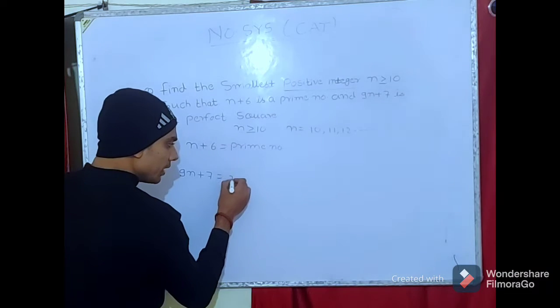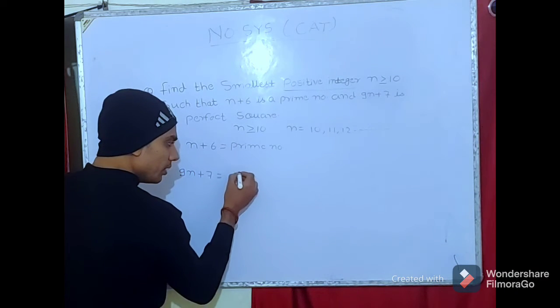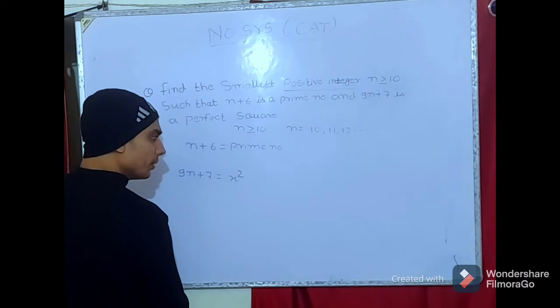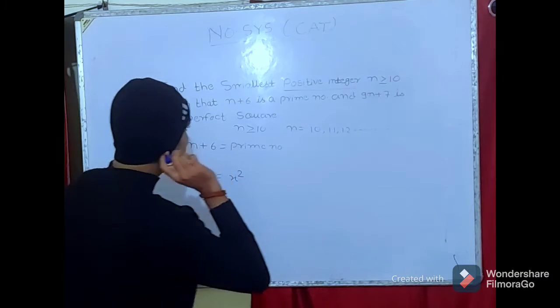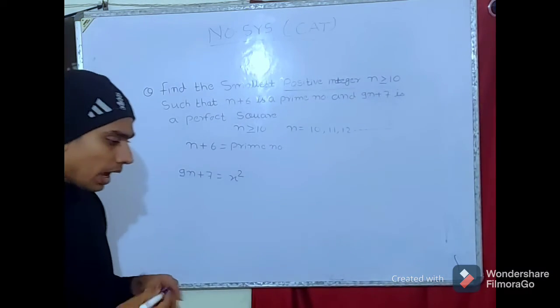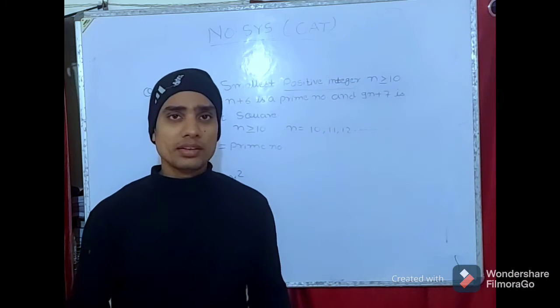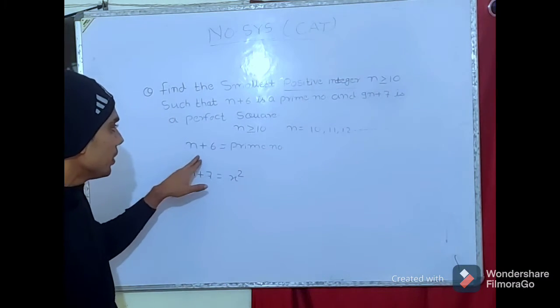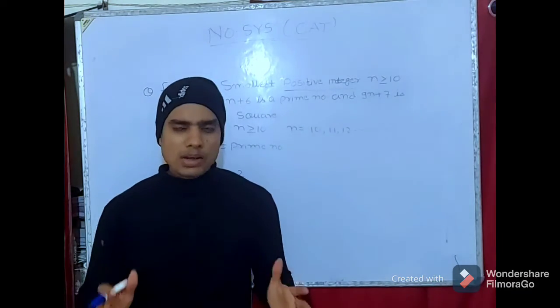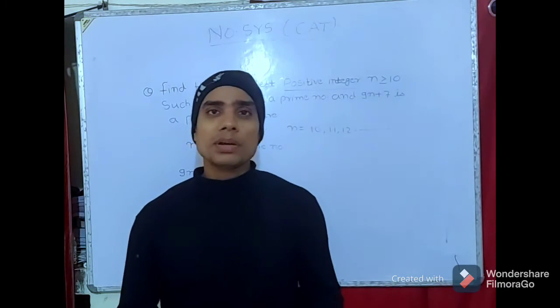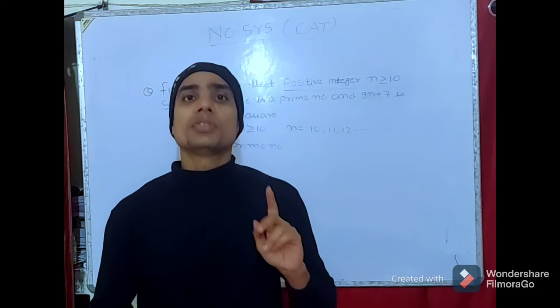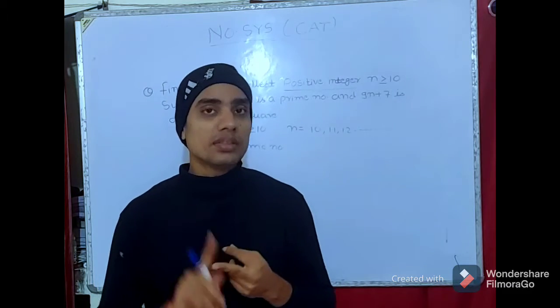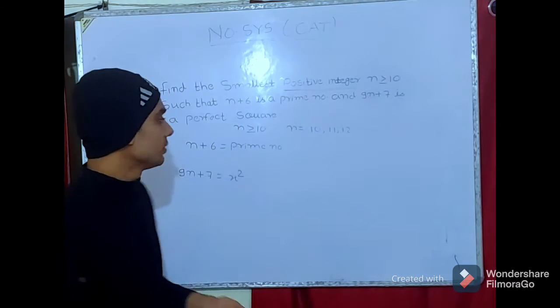So we can assume that x is that number and x is a perfect square. So how to find the value of n? It is necessary that we know about prime numbers. What is a prime number? A prime number has exactly two factors: first is 1 and second is itself.